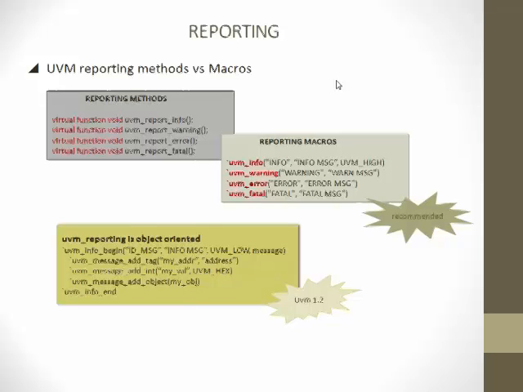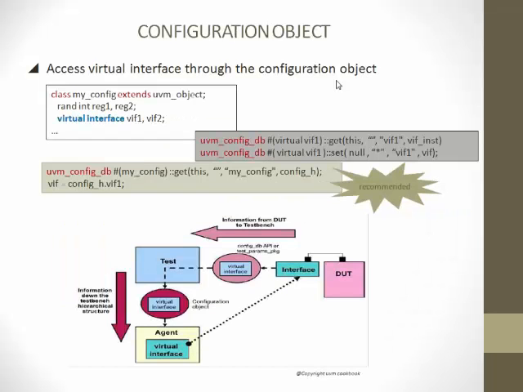So what you need to really take care of is writing the configuration object. The biggest advantage of the configuration object is that you identify all the parameters in your given environment, and then you add them inside the configuration object so that it can be configured or used by the person who is using your verification environment.